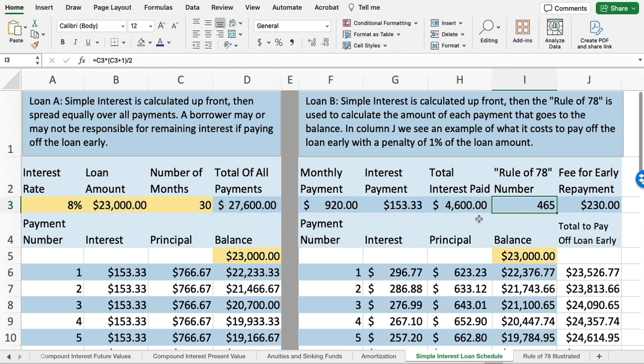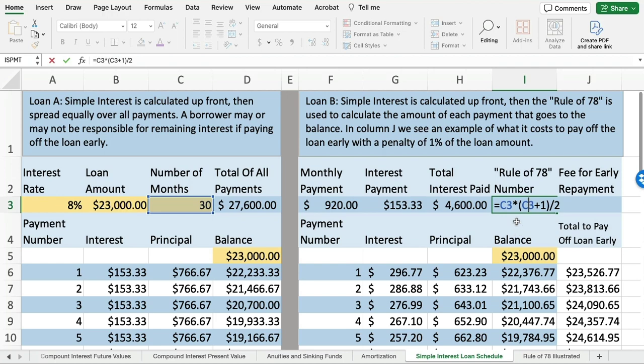Then we have this interesting number here called the rule of 78 number. I'm not going to explain the formula, but it's a mathematical formula from number theory. The number theory formula is for what you get when you add up the first so many integers. In this case, we would be adding up all the numbers from 1 to 30, and it's kind of messy to sum those all out. So we use the number theory formula.